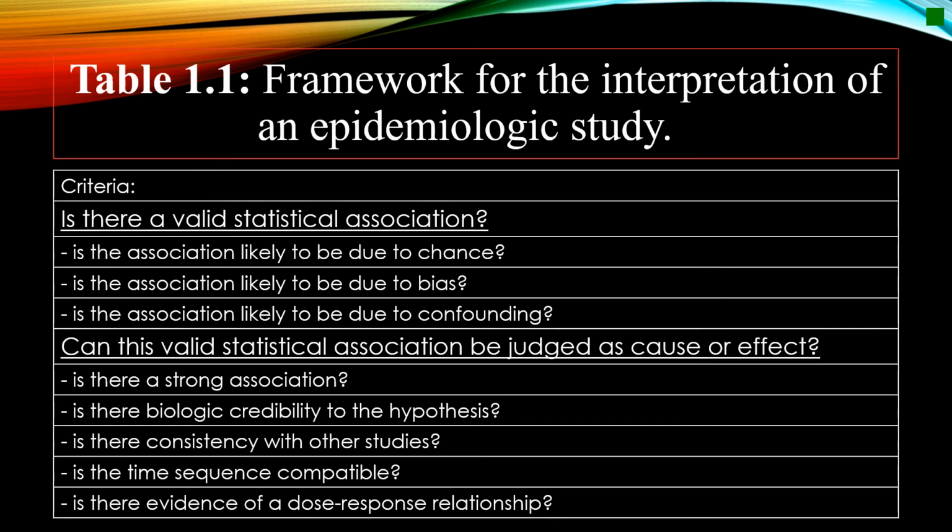So this is a framework for interpreting, in case anyone might be unsure of what these criteria represent. This cleans it up and describes it very well. But the two main questions here are, 1, is there a valid statistical association? And 2, can this valid statistical association be judged as cause or effect or not? That's what we're going to find out today.